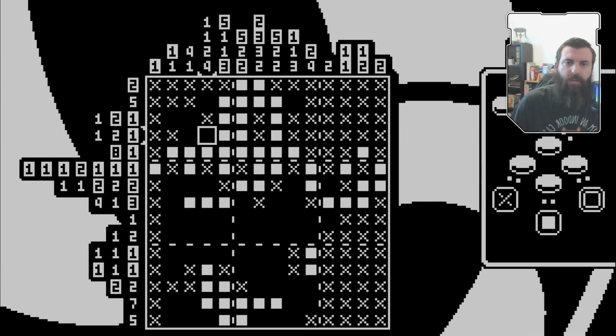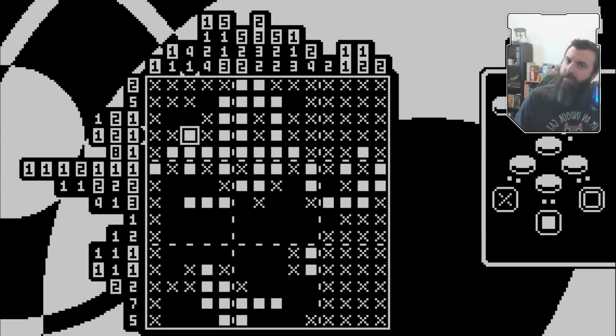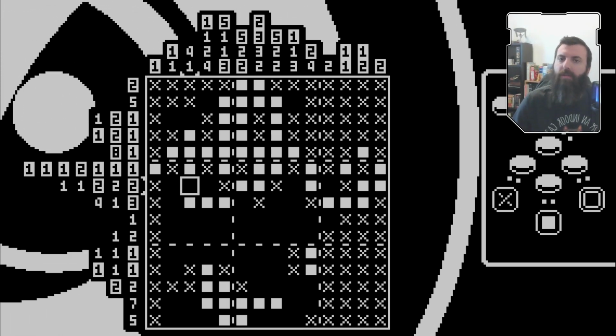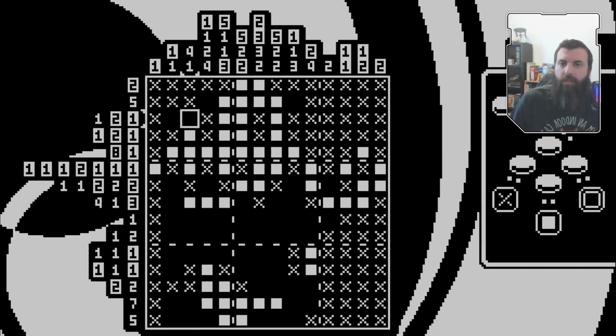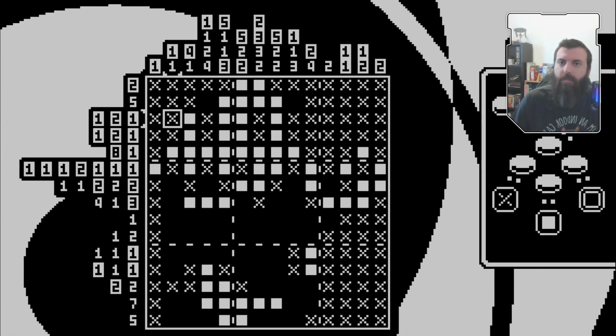Alright, we've got a horizontal 2, so this has to be X'd out. That only leaves 1 pixel left for where that can go. That in turn tells us that there can't be a pixel here, because then our vertical 4 would be a vertical 5. So vertical 4 has to be there, which means we completed this row.